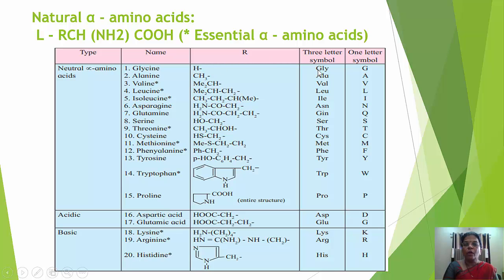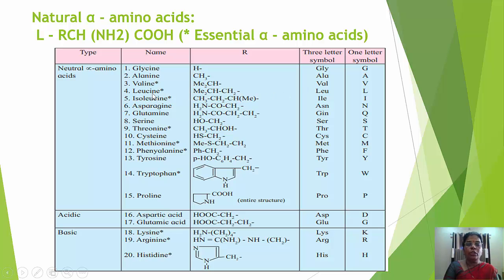This glycine is represented by GLY, that is the 3-letter symbol. The 1-letter symbol is G. Then second is alanine, in which R is CH3. Alanine is represented by the 3-letter symbol ALA, and the 1-letter symbol is A. Now valine. Here valine has a star, therefore it is an essential alpha amino acid, in which R is Me2CH, that is 2 methyl groups attached to CH. It is represented by the symbol VAL or V.